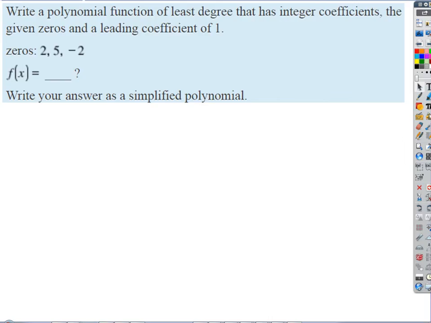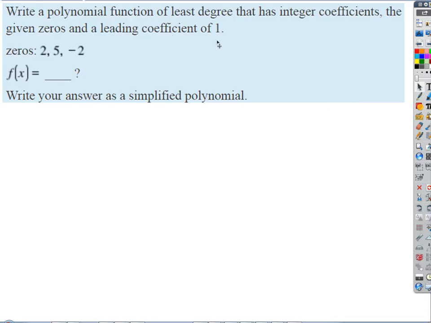So here's what I want you to see. Let's read this question together carefully, because half of the test and half of the 7.2 assignment is just like this. What it's really asking us to do is almost work backwards, reverse the thinking we've been doing in the past. Write a polynomial function of least degree that has integer coefficients, the given zeros, and a leading coefficient of 1. What in the world does that mean?